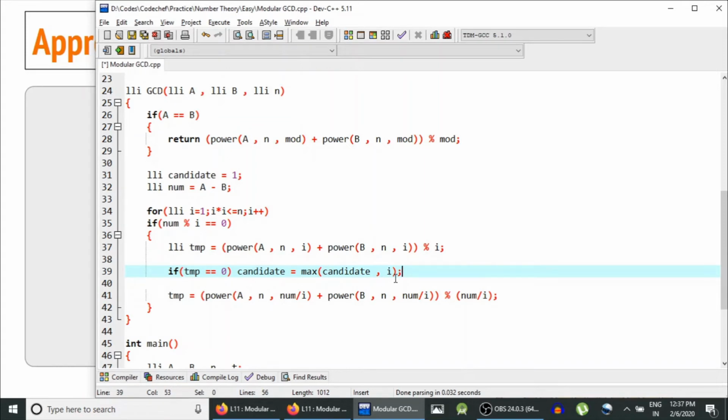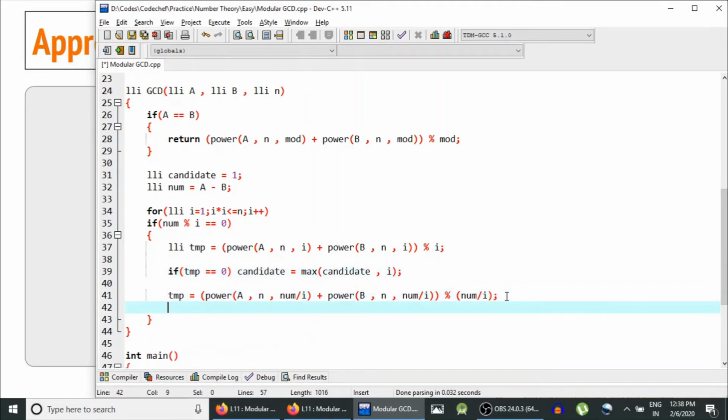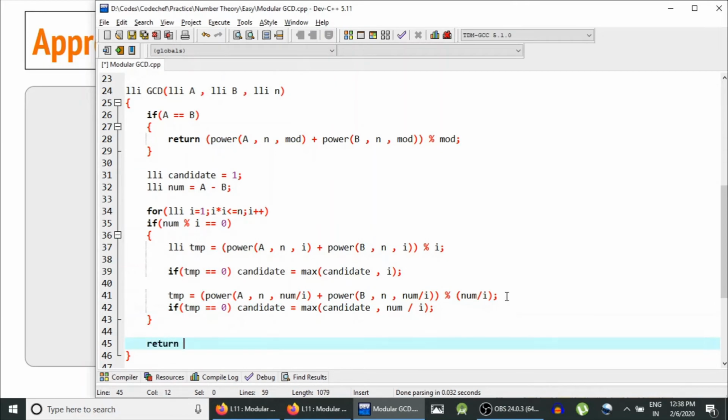Now since I is a divisor of a number, then n by I is also a divisor of that number. So we have tested for I, now we would test for n by I. So I am checking for a raised to power n modulo n by I plus b raised to power n modulo n by I, then whole modulo n by I. If again temp is 0, which means n by I is also a candidate. I don't know whether I'm writing the right spelling or not. And finally return our candidate.